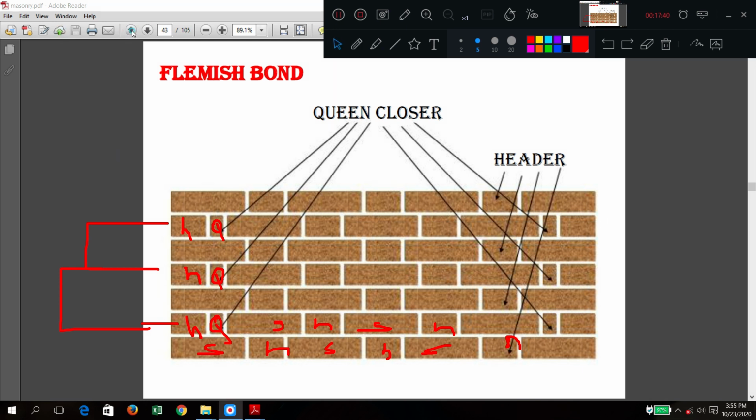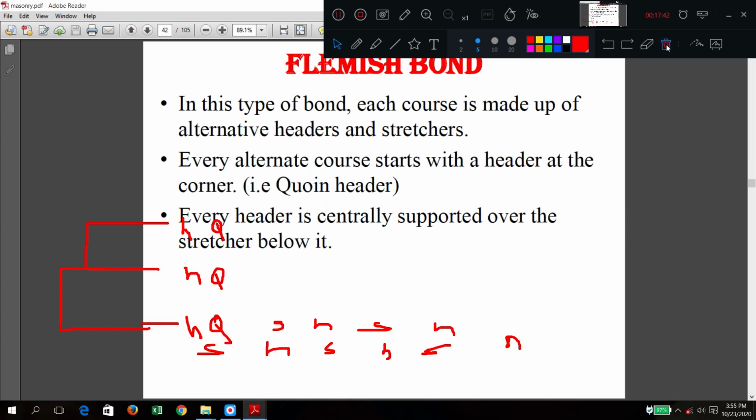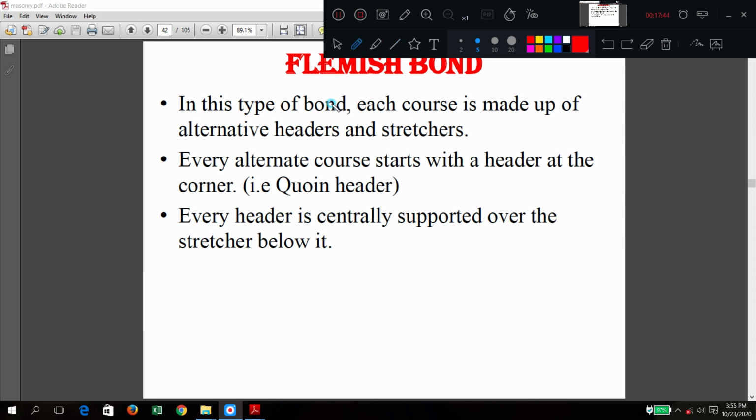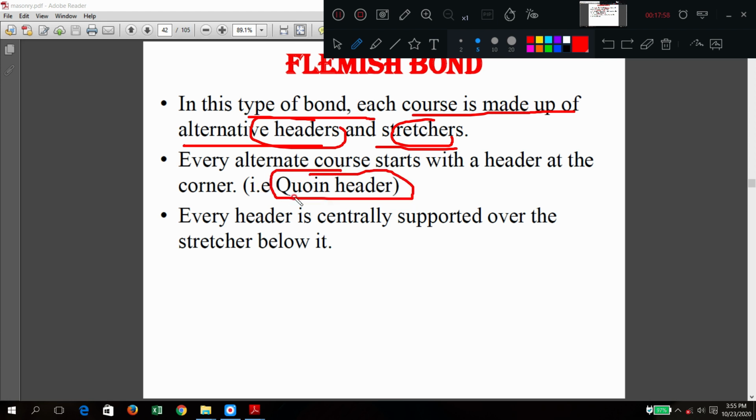Okay, so here you can explain Flemish bond. In this type of bond, each course is made up of alternate header and stretchers. Each course, first header, second stretcher, header, stretcher, like this. So every alternate course, queen header will come, and next queen closer will come above this. So every header is centrally supported over the stretcher below it. Peculiar point we have seen.